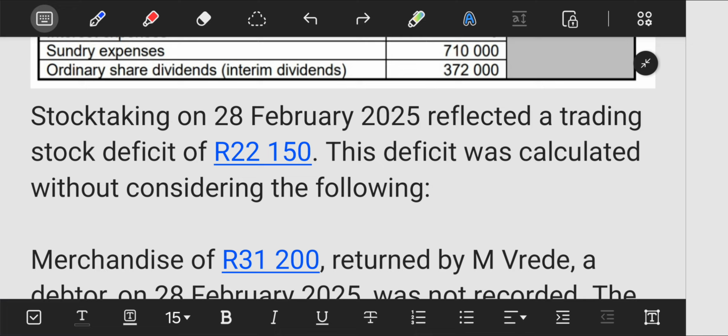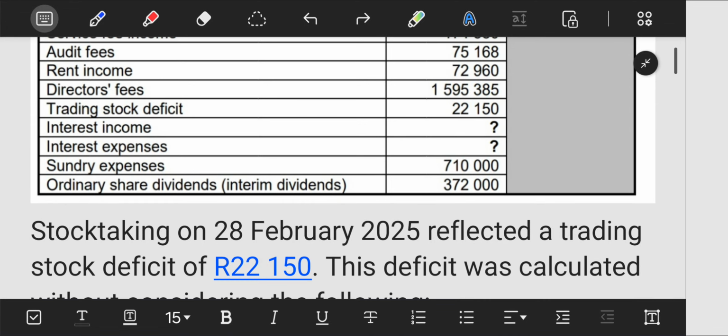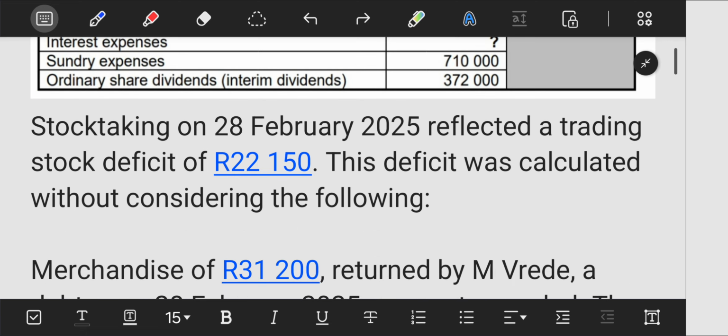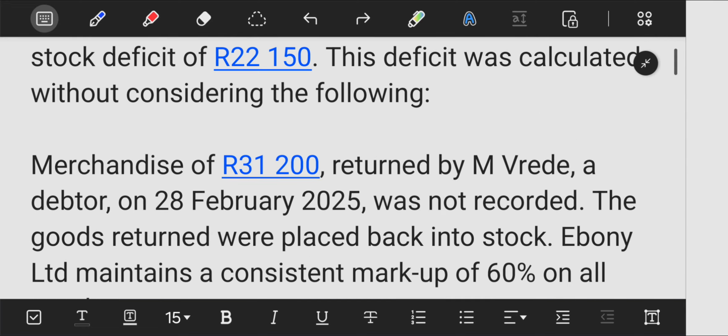The stock take on 28 February 2025 reflects a trading stock deficit of 22,150. This is an expense, and you see it's recorded here on our balances that appeared in our books. Now, this deficit was calculated without considering the following. Okay, this is the adjustment we have to work on now. It means that we have to consider what has not been considered.